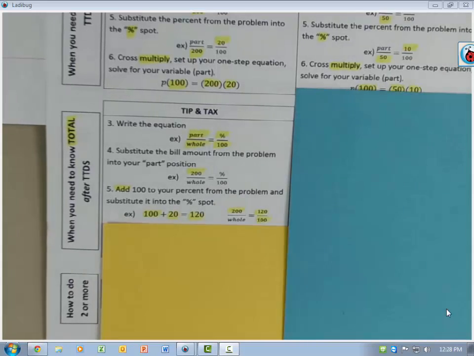Now, Ms. Hitchcock, why did you add 100 to the percent? Well, the 100 represents your total bill. You have to pay 100% of the bill, right? This 20% represents you have to pay 20% of that bill in order to pay the 20% tip. So you're adding the 100, which is the bill, and the 20, which is the tip, and that'll be 120%, and that's how much you leave in all.